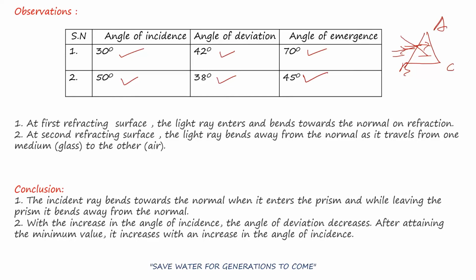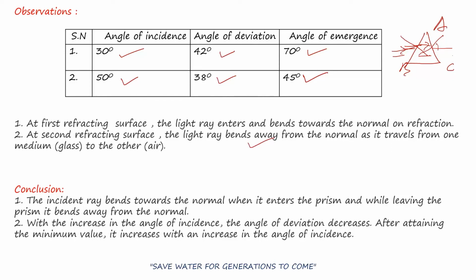And the second surface, what happens? Now same light ray is coming out from the prism. It means denser to rarer medium. So it moves away from the normal. Okay, it moves away. So here this angle of emergence is there. So bends away or moves away from the normal.